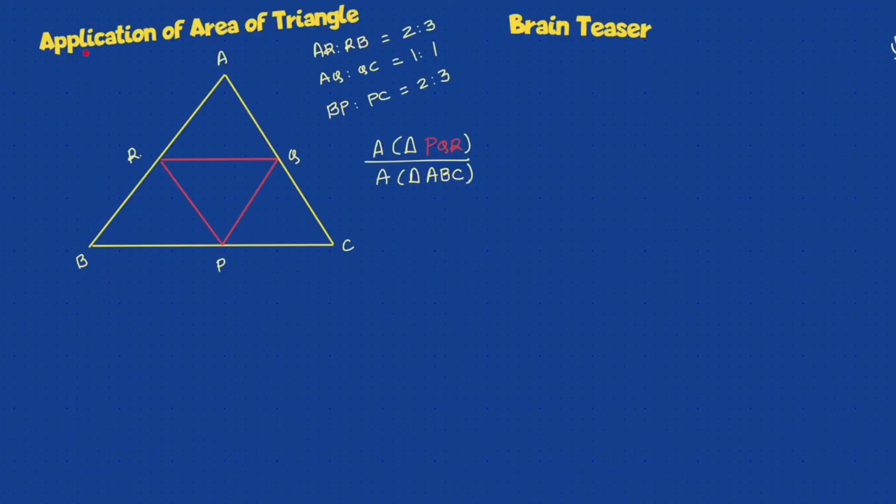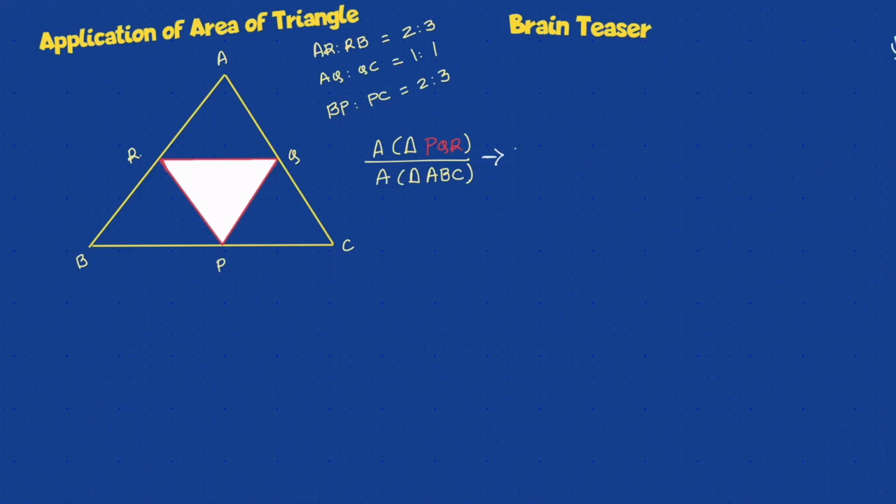Now let's see one more application of area of triangle. This is a brain teaser. This is one of the most difficult problems we will be solving in the entire geometry class. So let's see what is given to me. Two triangles: ABC and a triangle in red, which is PQR. You can say I had shaded this to be white. That is my triangle PQR.